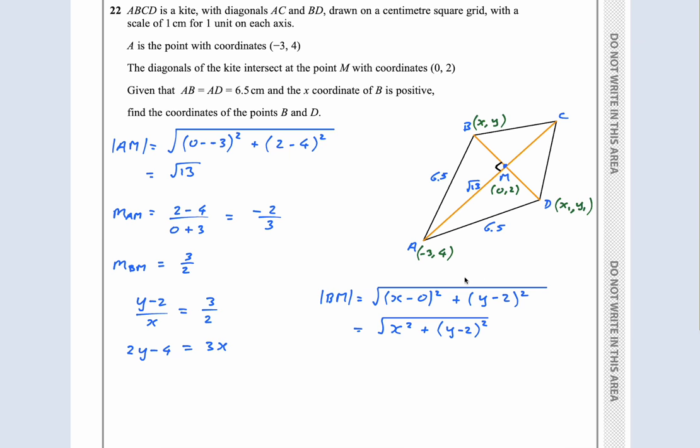Now we know from Pythagoras' theorem, and guys, I'm well aware this is really, really difficult, that BM squared plus root 13 squared, which is just going to be 13, has to equal 6.5 squared. Now, BM squared is just going to equal x squared plus y minus 2 squared.